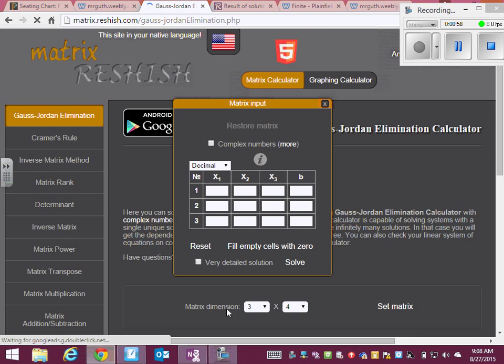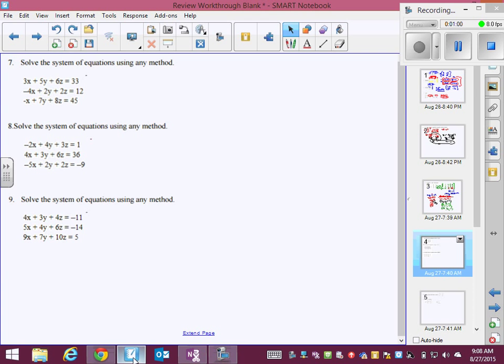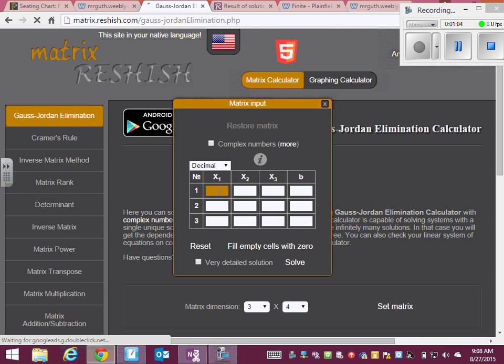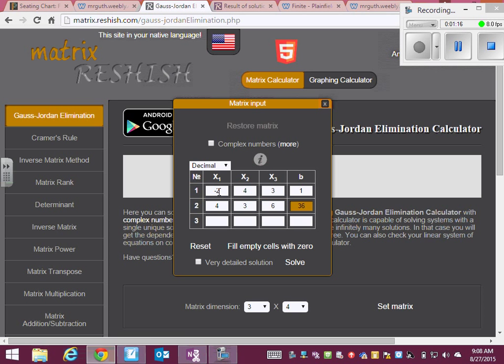And so then problem number 8, where were we? Problem number 8, just throw in the coefficients. It was -2, 4, 3, 1, 4, 3, 6, 36, -5, 2, 2, -9. And we're going to solve.